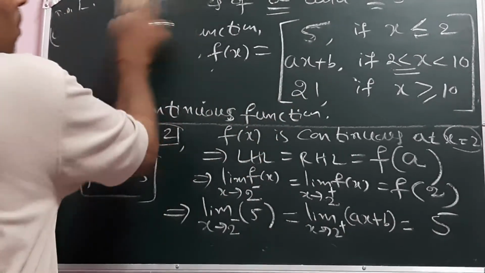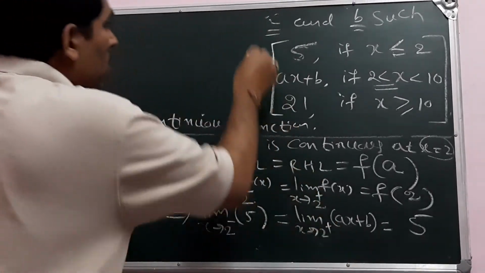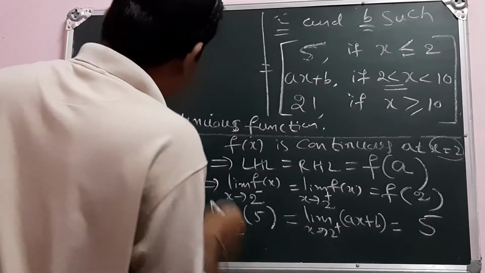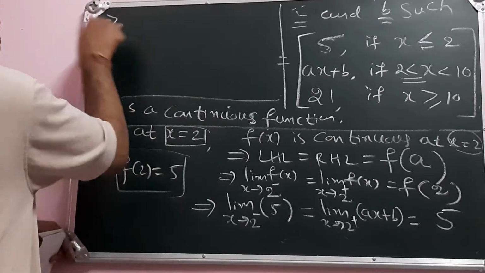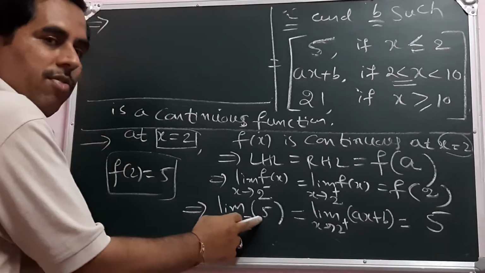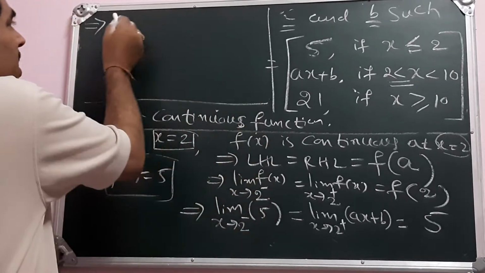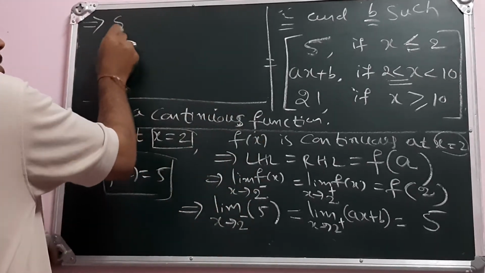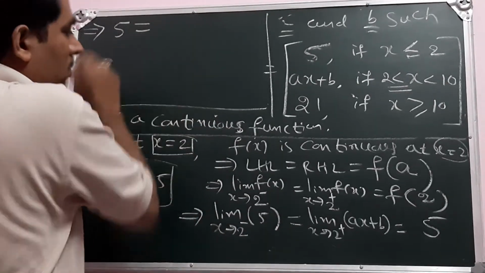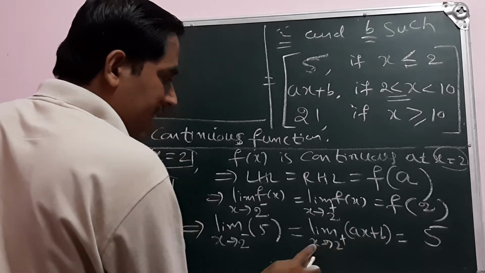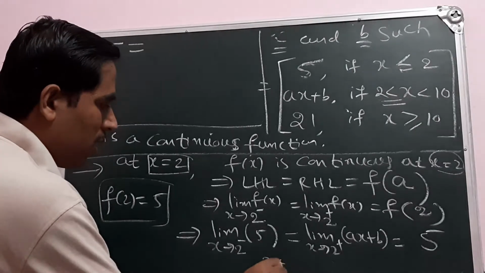So we shall continue here. Implies, the limit of a constant function is constant only. I am applying the limit, so limit of the constant function 5 is 5, is equal to limit of ax plus b as x tends to 2 plus, the right hand limit. For the right hand limit we put x is equal to a plus h, here a plus h means we have to put 2 plus h.